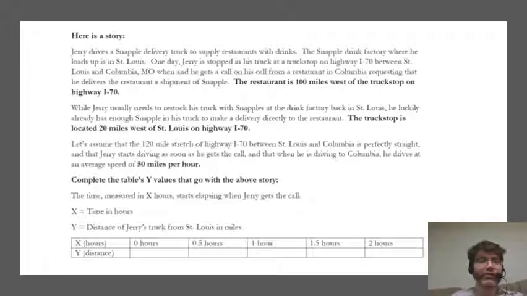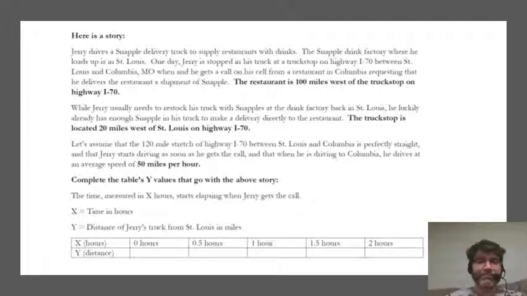Okay, so here we have Jerry drives a Snapple delivery truck to supply restaurants with drinks. The Snapple drink factory where he loads up is in St. Louis. One day, Jerry is stopped in his truck at a truck stop on Highway I-70 between St. Louis and Columbia, Missouri, when he gets a call on his cell from a restaurant in Columbia requesting that he deliver to that restaurant in Columbia a shipment of Snapple. The restaurant is 100 miles west of the truck stop on Highway I-70.